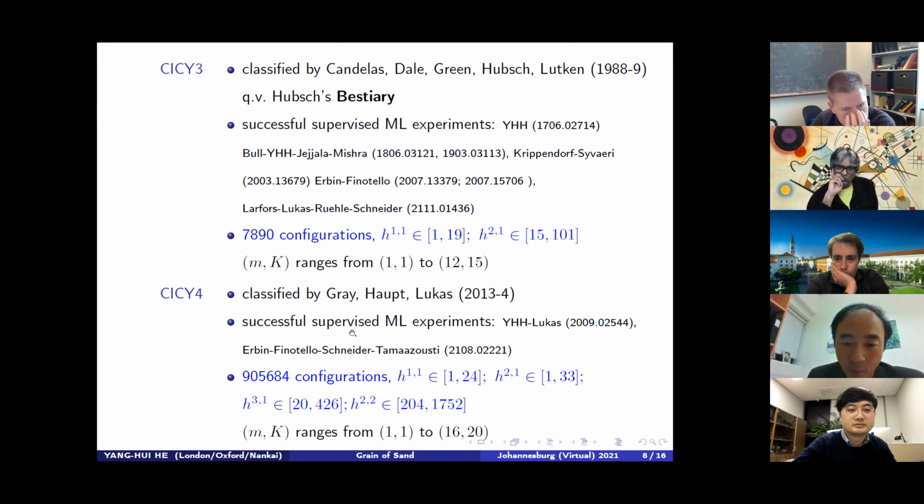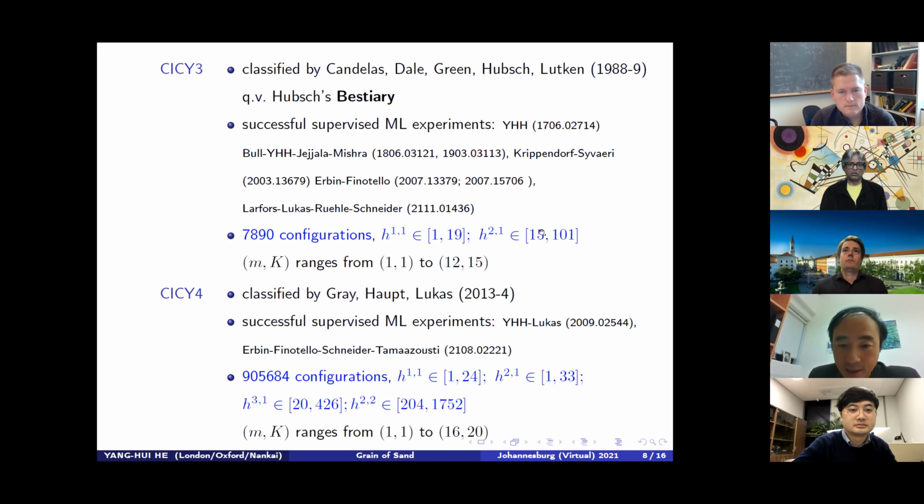1 million. So we tried some early ML experiments with Lukas, and also Erbin and Finotello and friends also did some supervised learning of Hodge numbers for these. The Hodge numbers here are now much more wild. h11 is not as crazy. h21 is a bit more spread, and of course there's h31 and h22. Look at the size of h22. It goes into the thousands.